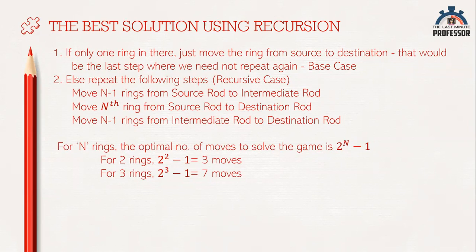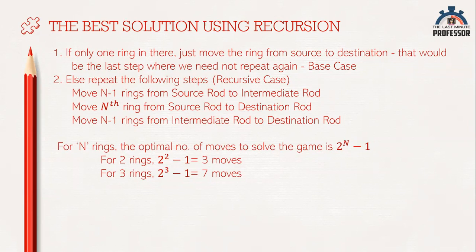When we move rings from one rod to another, if we just have one ring, we can move it directly. Else, we shall divide the problem into smaller sub-problems and solve them. If we have n rings to move from one rod, say source rod, to another rod, say destination rod, we shall initially move n minus 1 rings from source rod to an intermediate rod. Let us call it as the first sub-problem. The second sub-problem is moving nth ring from source to destination directly.